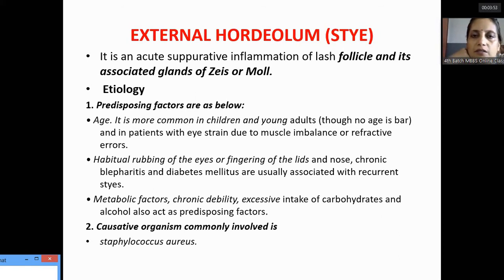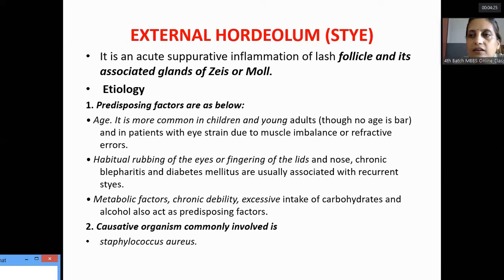So what are the predisposing factors? Age: it is more common in children and young adults. Though no age is a barrier, it can occur at any age, but it is more common in children, and in patients with eye strain due to muscle imbalance or refractive error. So these are the common age-associated predisposing factors. Habitual rubbing of the eye or fingering of the lids and nose, chronic blepharitis, and diabetes mellitus are usually associated with recurrent stye.